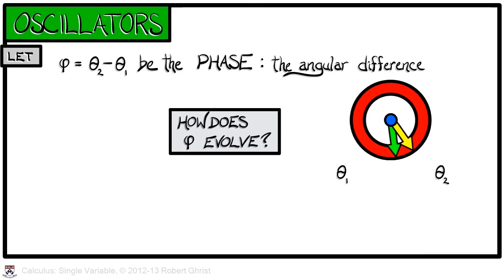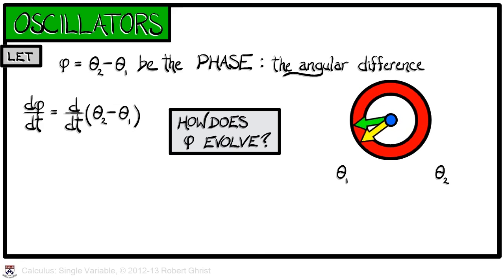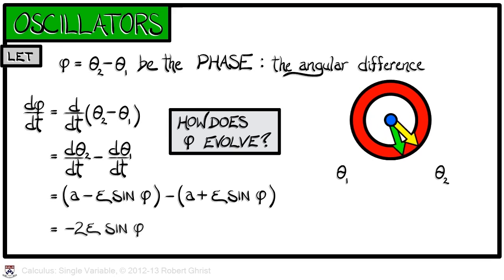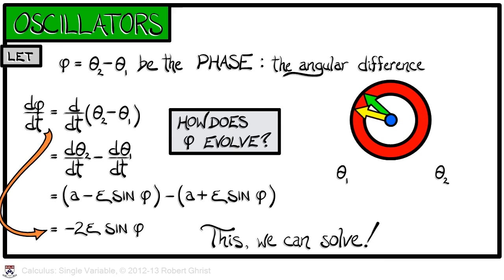How does it change? Well, to determine its rate of change, we compute the derivative, d phi dt, from the definition. That is simply the derivative of theta 2 minus theta 1. Now, we know what d theta 1 dt and d theta 2 dt are from our model. It is a minus epsilon sine phi minus quantity a plus epsilon sine phi, where notice we've substituted in phi at the appropriate place in our model. There's some obvious cancellation that goes on, and we're left with negative 2 epsilon sine phi.